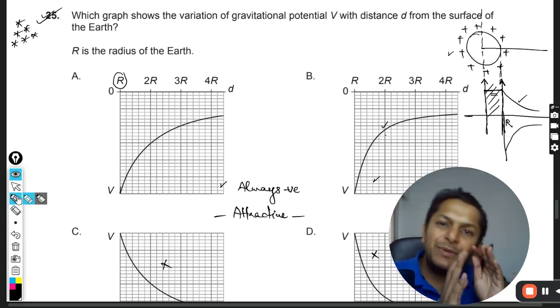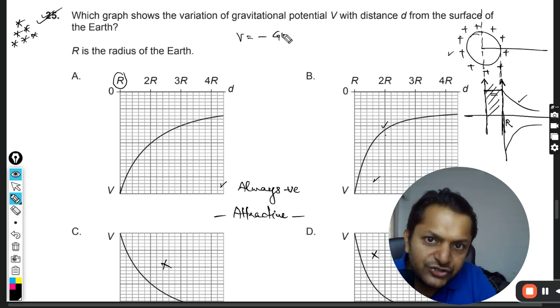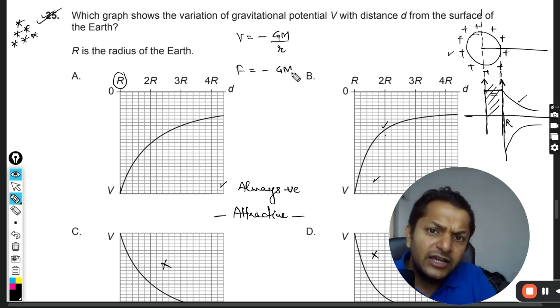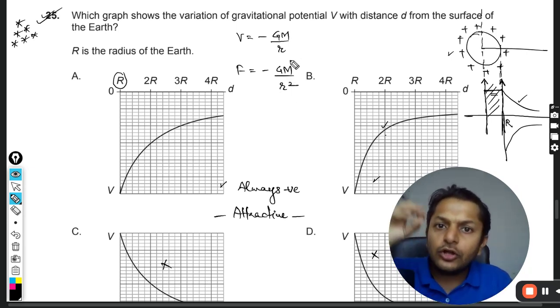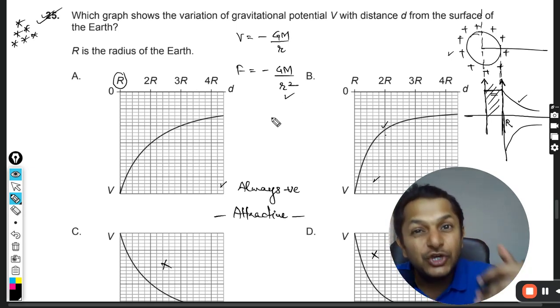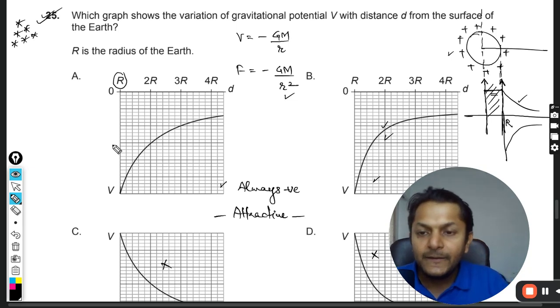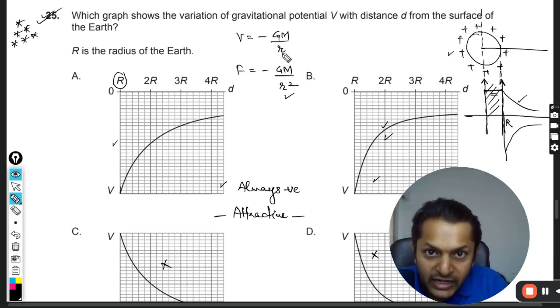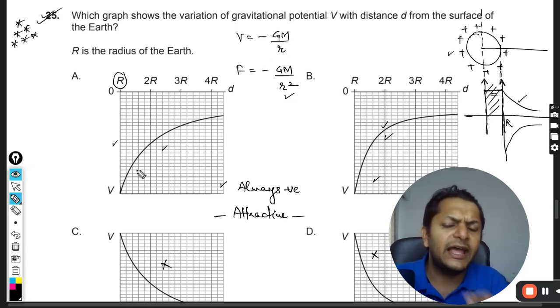Now we have to use a bit of our mathematics logic, mathematics knowledge. The formula for the gravitational potential is negative GM by r, and the formula for the gravitational force can also be taken as negative GM by r square, because it is an attractive force. So when you draw these two graphs, r square makes a bit more skewed graph like this. And if you are concerned only with this formula, like 1 by r, where there is no square in the denominator, the graph comes out to be like this.